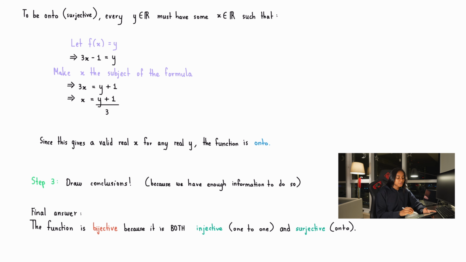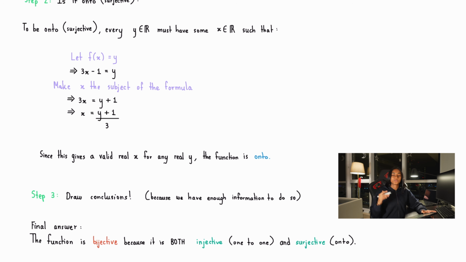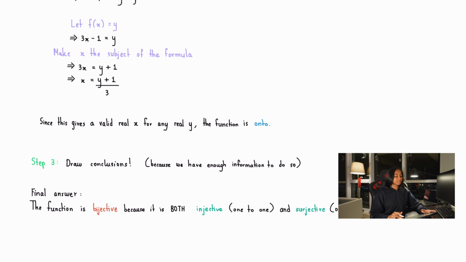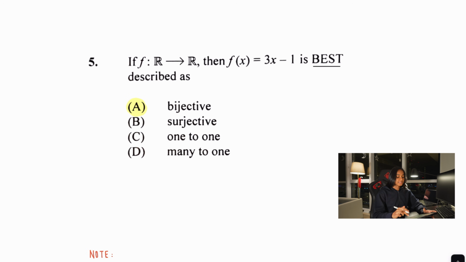So we can draw conclusions because we have enough information. Don't just draw conclusions otherwise, that will get you in bad places, just in life in general. Life advice, right? So the function is bijective because it is both injective and surjective, and we have enough information to see that that is in fact the answer.